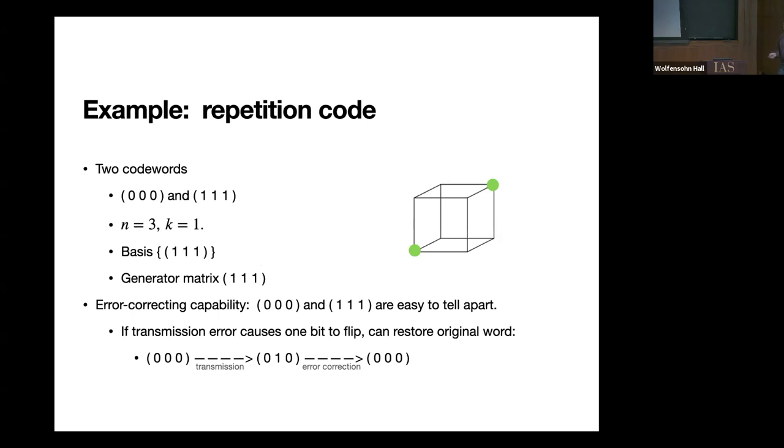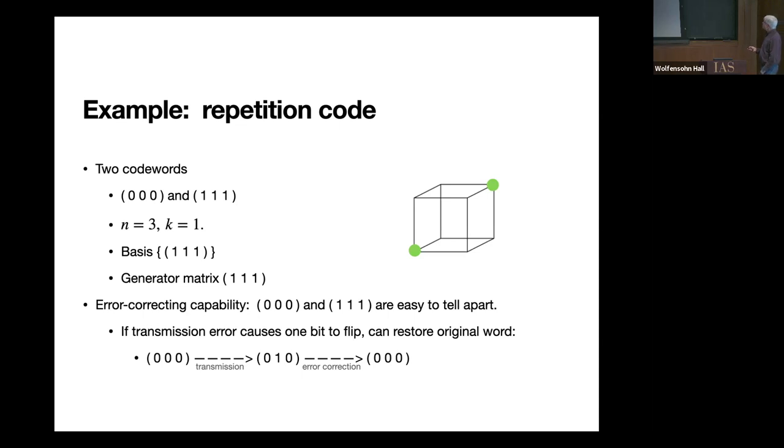So a quick example, a famous and maybe simplest example is the repetition code. It's a code with 3 bits, and there are just 2 code words, 000 and 111. And so N is 3, K, the dimension of the code, is 1. And its generator matrix is just a 1x3 matrix.